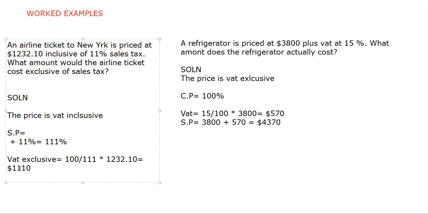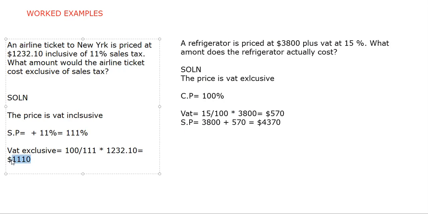So if I decide now that I want to find out 11% of this, so let's say 11 over 100 multiplied by 1110, I will have 122.1. So it comes like I'm working out the VAT here. And if I add 122.1 to the same thing, 1110, I'm positively sure I should get 1232. 122.1 plus 1110 is 1232.1.